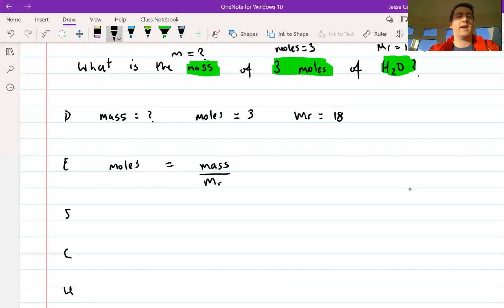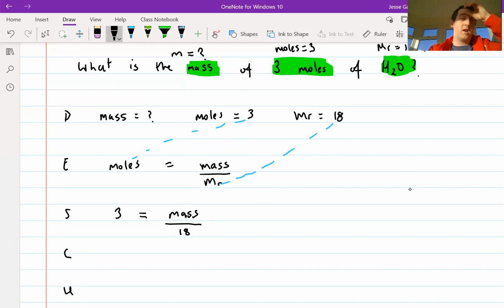Okay, next line, S stands for substitute. So here what I'm going to do is substitute any numbers that I know instead of the word. So for example, I know that my moles is equal to 3. So I'm going to put 3 in instead of moles. I know that my MR is equal to 18. So I'm going to put 18 instead of MR. Mass is going to stay the same. It's going to stay as a word because I don't have a number for it yet. So what that gives me is that 3 equals mass divided by 18.